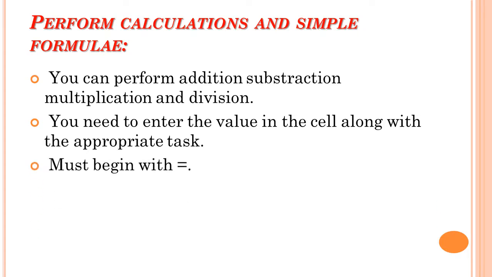Every formula must begin with the equal sign. I'll give one example, and you will get to know. Example: equals 34 plus 43 plus 4. In which cell you type this is your wish; you can type wherever you want. But every formula must begin with the equal sign, and between two values you need to write the symbol. Addition means the plus symbol, multiplication means star or asterisk, and division means slash. You need to use those symbols while calculating the values.